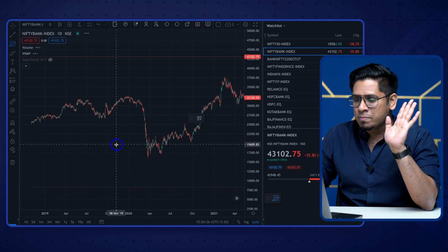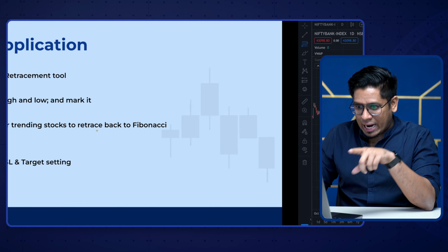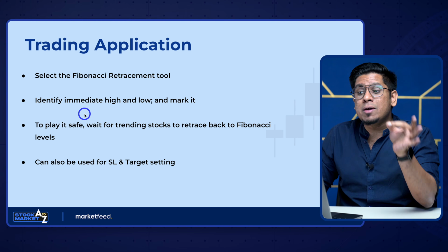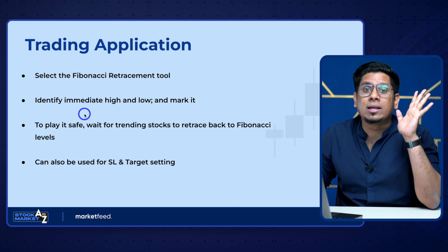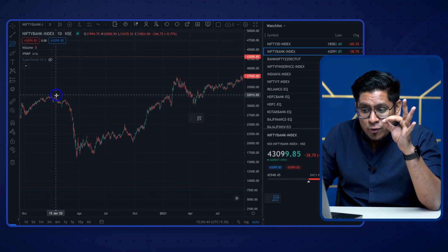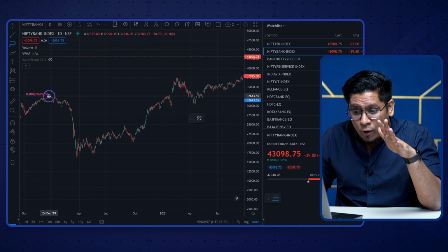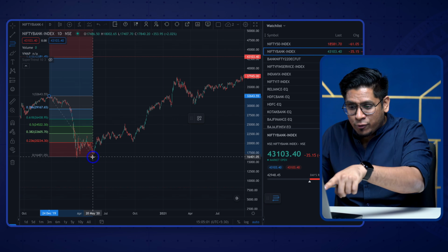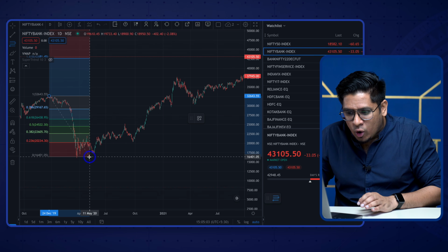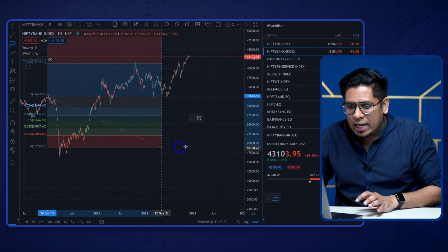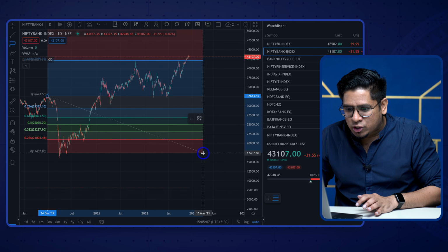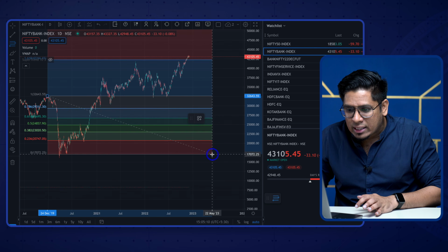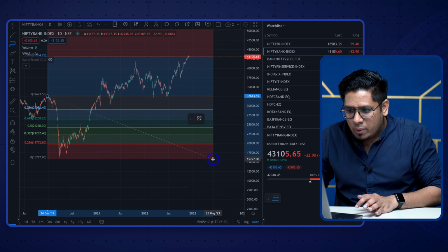Fine, I've selected it. Now what will I do? So that's the second point here, right? Identify the immediate high and low and mark them. So you have to draw the Fibonacci retracement from a high to a low, right? I clicked on the high first, then I'm moving it down to the low, and I'm even extending it to recent times, which is today's level, in order to understand what is happening here, right? So I'm kind of marking this like this.